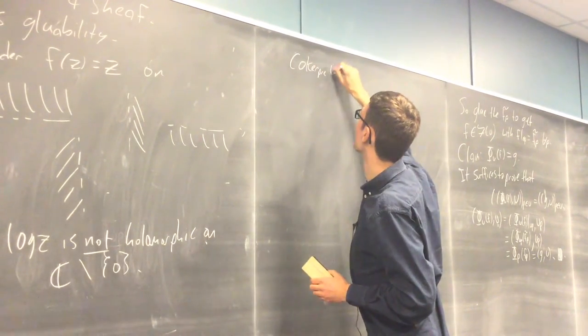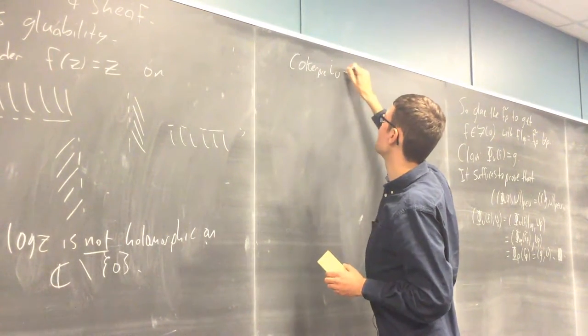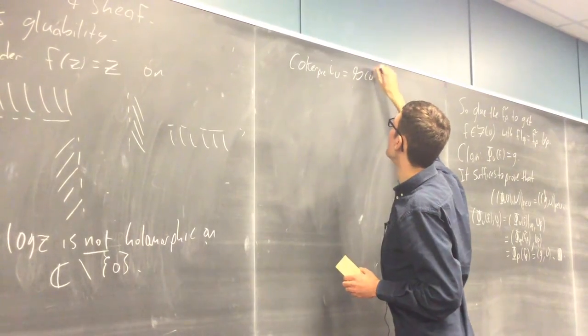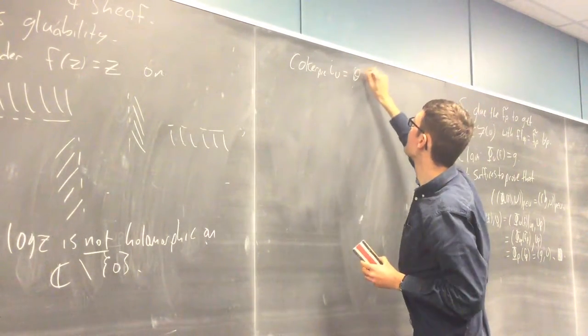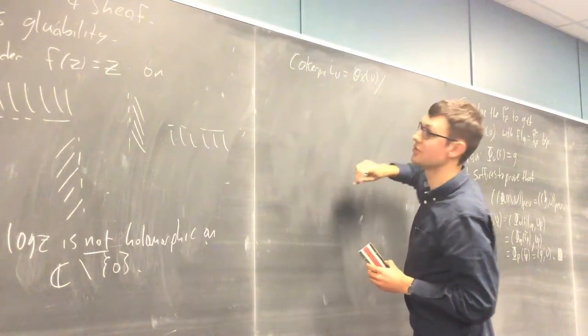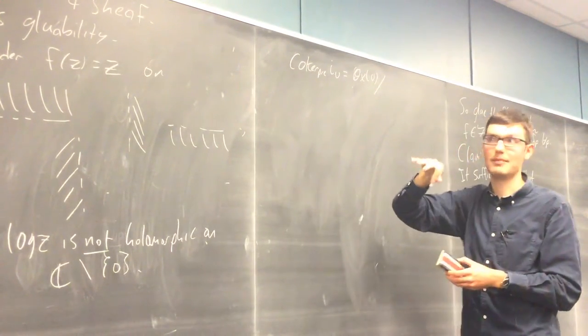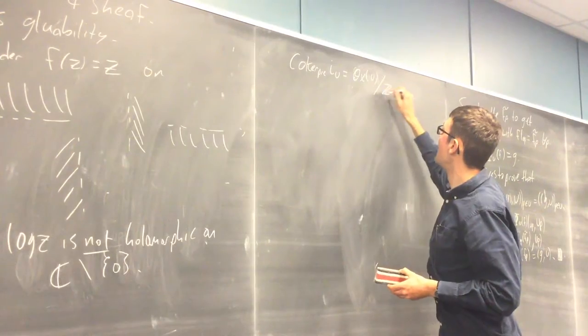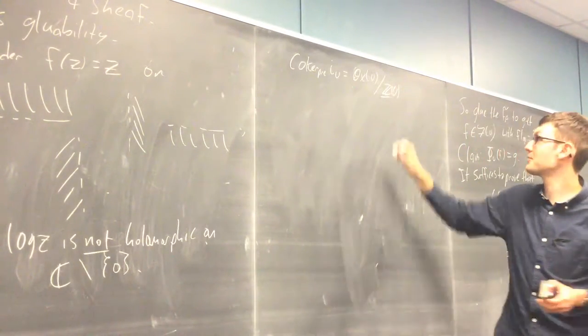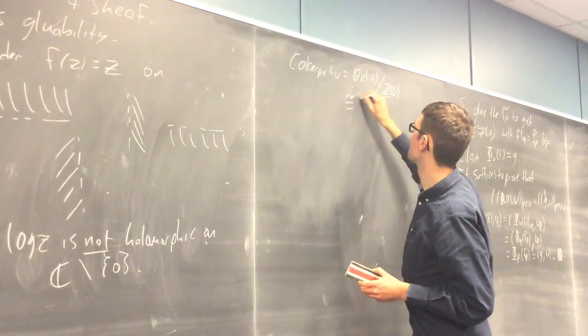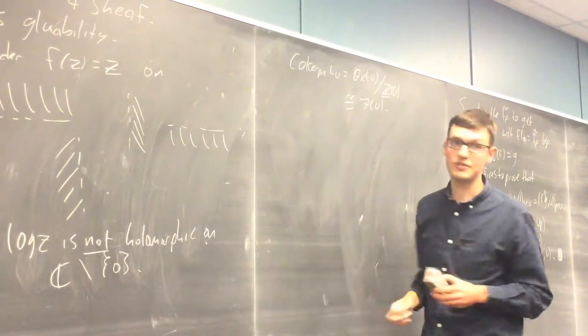This naive co-kernel, for any open set U, is just O_X of U modulo the image of the inclusion map, which is this. And the first isomorphism theorem gives us an isomorphism with F(U).